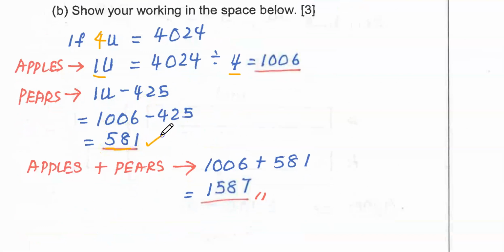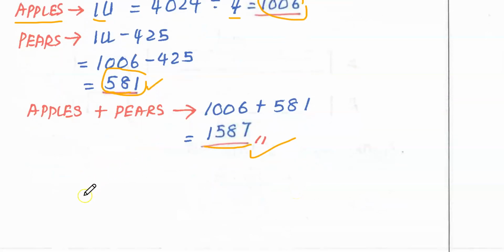Pears 581. Now apples, which is this, 1006, add pears, I should get a total of 1587 apples and pears in the shop all together. Remember to write your own final statement here.